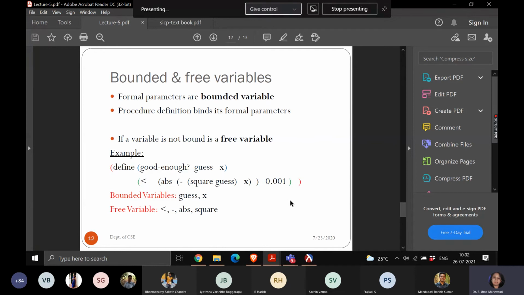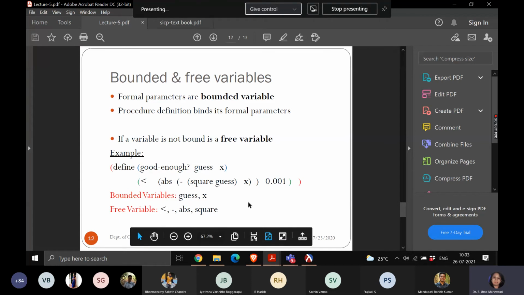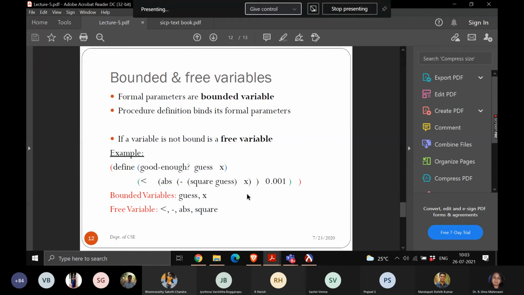Any answer from the students? When is a particular variable a bounded variable, and when is it a free variable? How will you identify this? Students? Some parameters are... Sorry, you are not audible actually. Ma'am, are the parameters the bound?